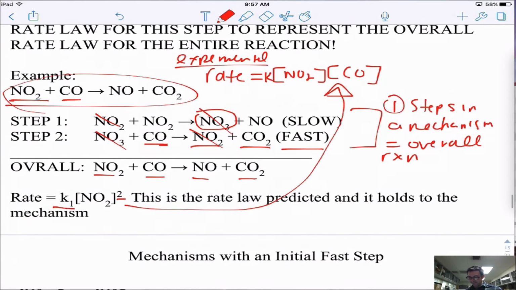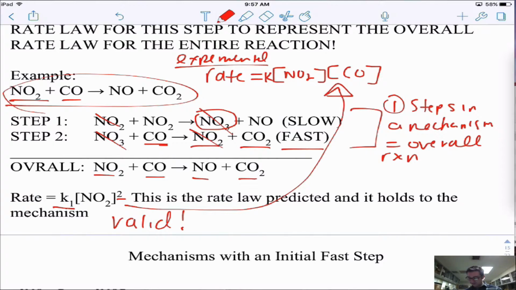This mechanism would be considered valid because it holds true to these 2 things. The slow step's rate law is equal to the overall rate law, the experimental rate law. The steps add up to the overall reaction. So again, the slow step's rate law is equal to the experimental rate law. And the steps in the overall mechanism add up to the overall reaction. That's what a mechanism is about, the steps in a reaction.